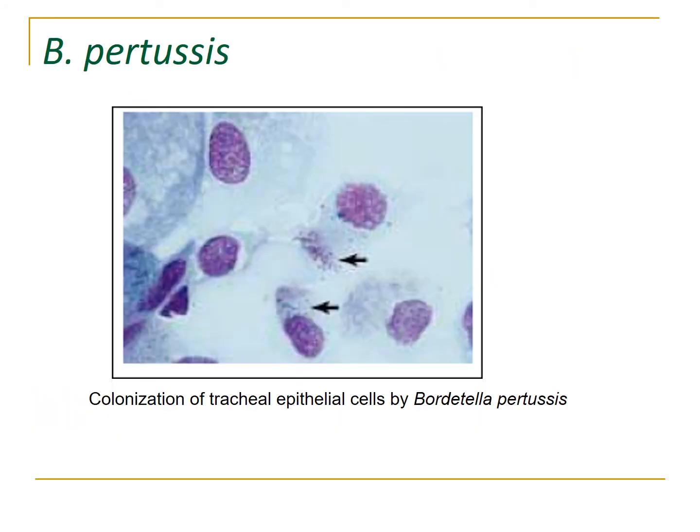What you're seeing in this image is a Giemsa-stained bronchoalveolar lavage showing lymphocytes typically seen in pertussis. These are also ciliated columnar epithelial cells with numerous small bacilli, where the arrows are pointing, adherent to the cilia. This morphology is typical and consistent with Bordetella pertussis.